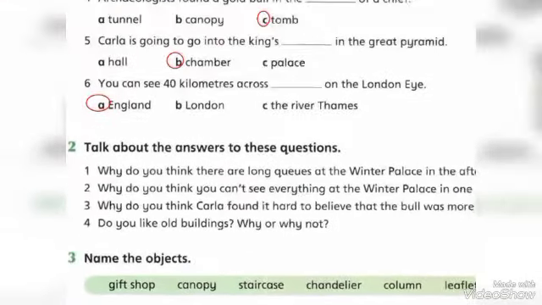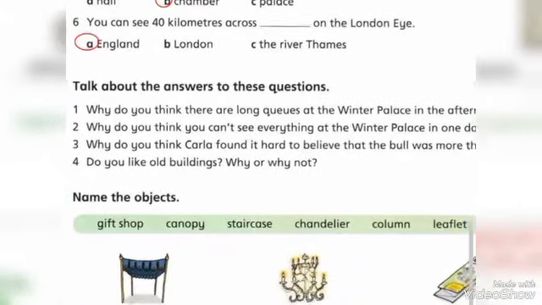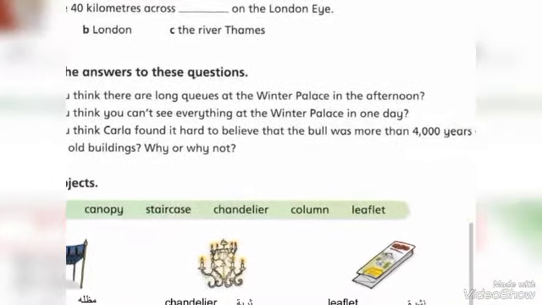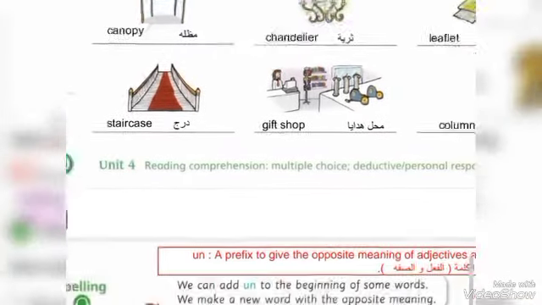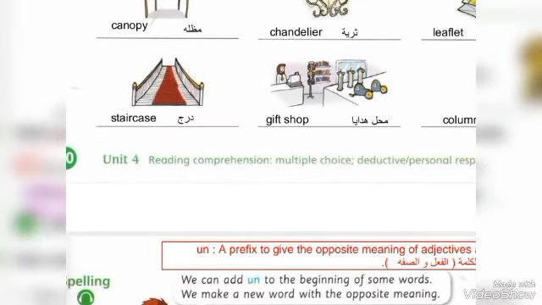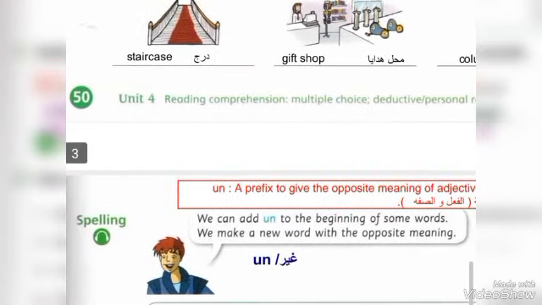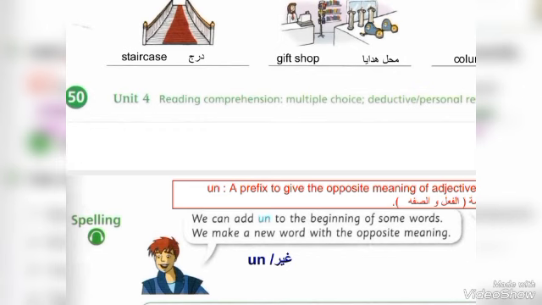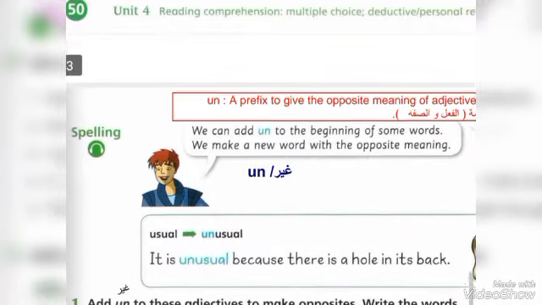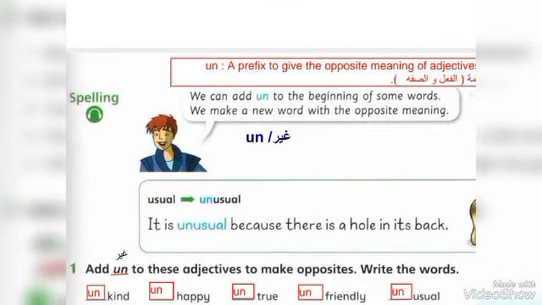Okay. Here, words and meanings. Canopy, chandelier, leaflet, staircases, gift shop, columns. All of these are very important. Here we add un. Un is a prefix that gives the opposite meaning of an adjective or a verb. Unkind, unhappy, untrue, unfriendly, unusual. Here, look, Dan was unhappy. Unhappy because he couldn't do his homework.